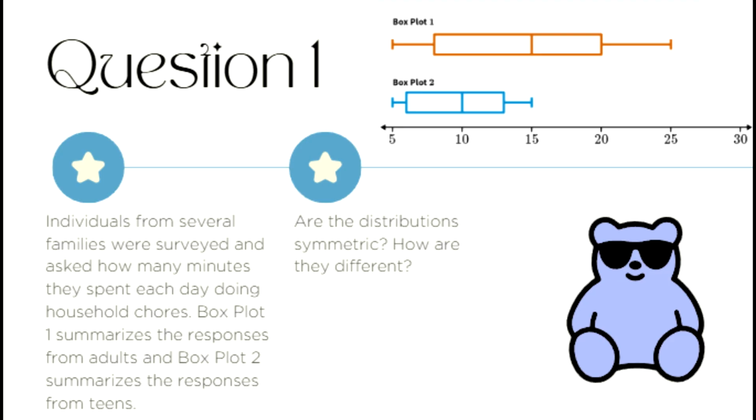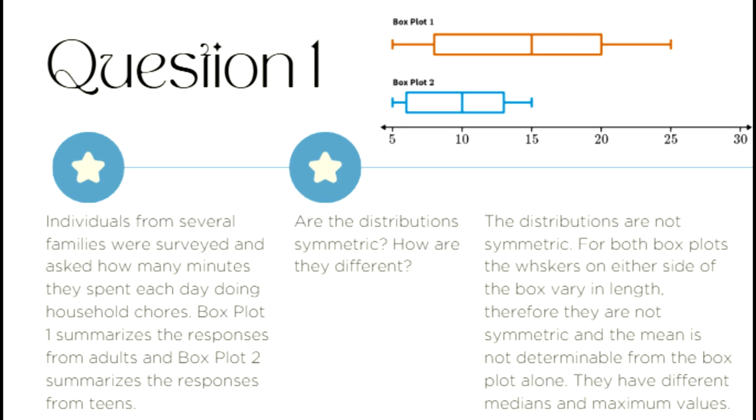Here's question number 1. This one is your turn. Individuals from several families were surveyed and asked how many minutes they spent each day doing household chores. Box plot 1 summarizes the responses from adults, and box plot 2 summarizes the responses from teens. Are the distributions symmetric? How are they different? Pause it, figure it out, come back.